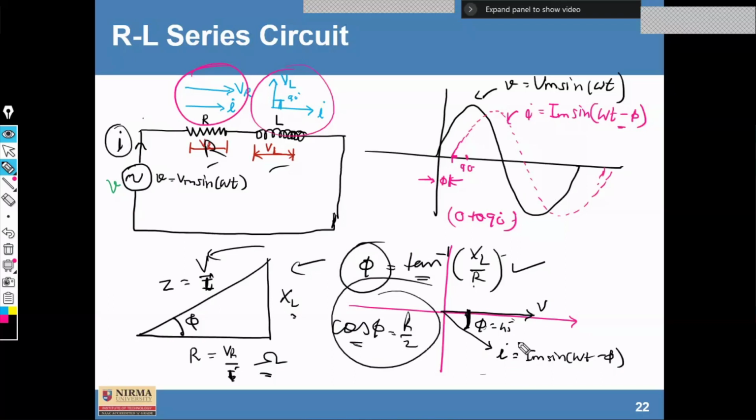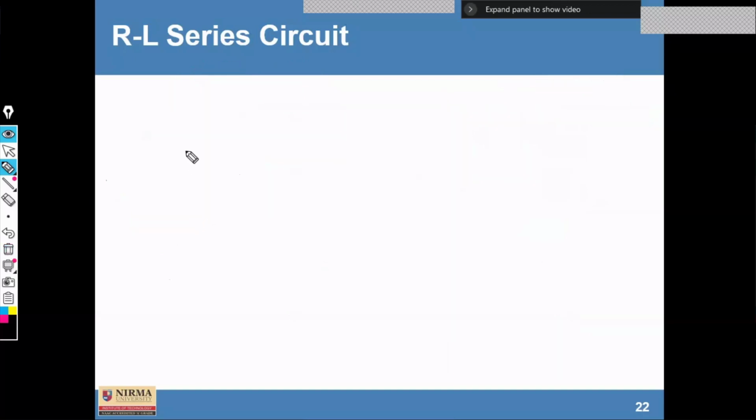Now let us discuss the power for this RL series circuit, and then we will discuss the power for the remaining parameters like R, L, and C. So let us discuss the power consumed by the RL series circuit. We know that the instantaneous power P is equal to V into I. This is the basic equation of power.